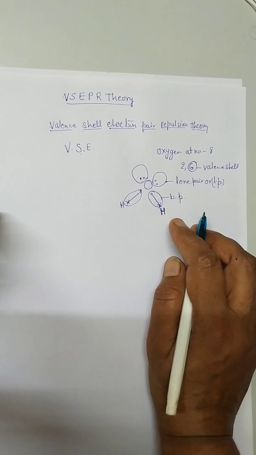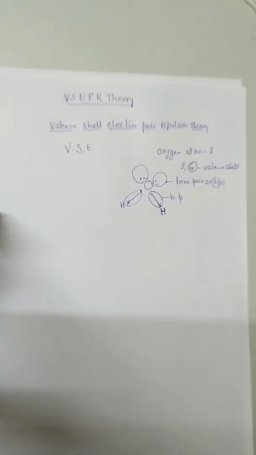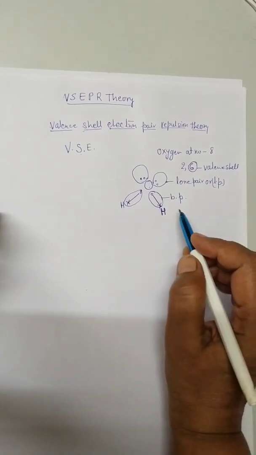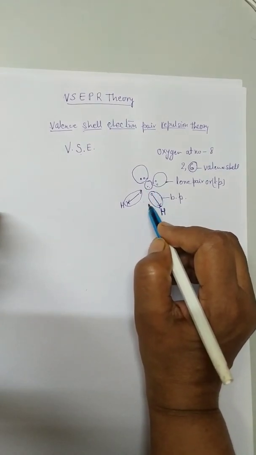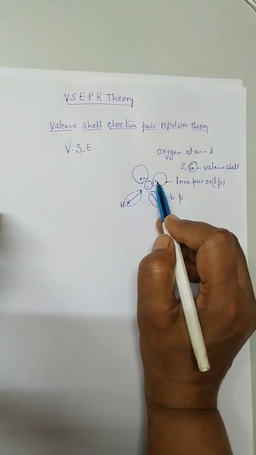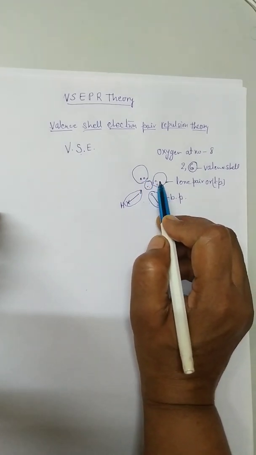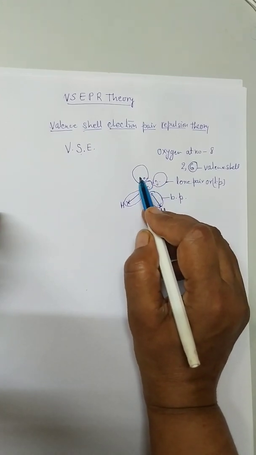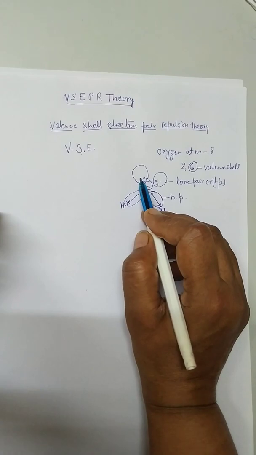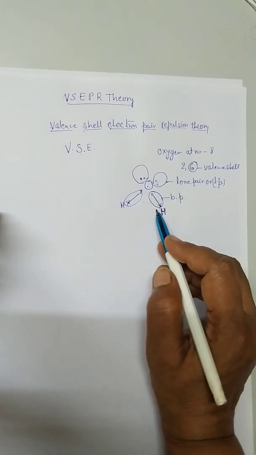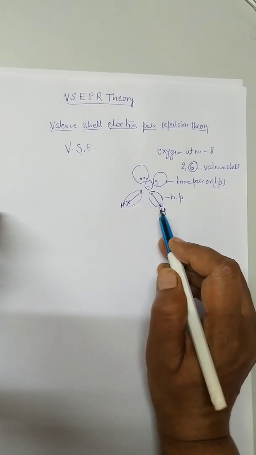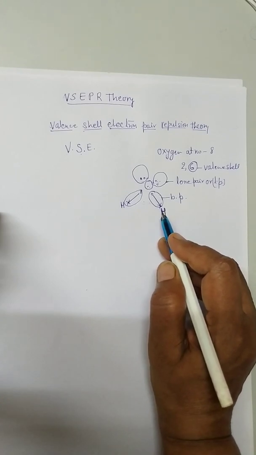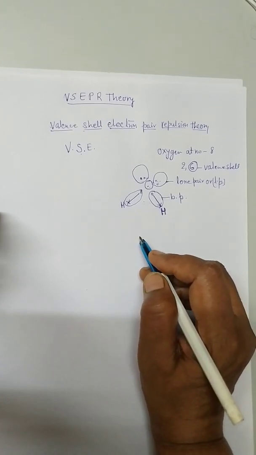Okay? In a covalent molecule, the central atom is surrounded by shared pairs. This is the central atom O, and it is surrounded by shared pairs and lone pairs of electrons. These electrons will repel each other. As a result of repulsion, the molecules have a tendency to become unstable. Okay? So we must minimize this repulsion.